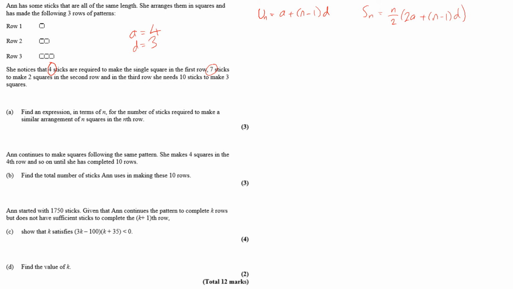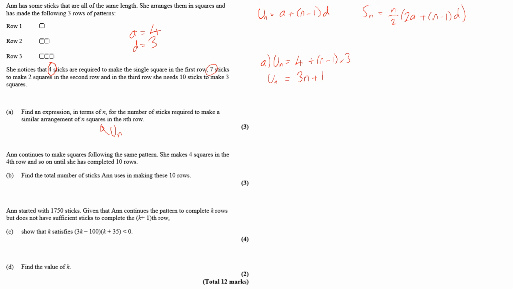The first question asks for an expression for the number of sticks required to make an arrangement of n squares in the nth row. This is a UN question because we're looking to find just the amount to make that row. So we can just plug those numbers, A is 4 and D is 3, into our UN formula, and we can say UN is 4 plus n minus 1 lots of 3. Now I would probably tidy this up, and if you do that you'll get that UN is 3n plus 1.